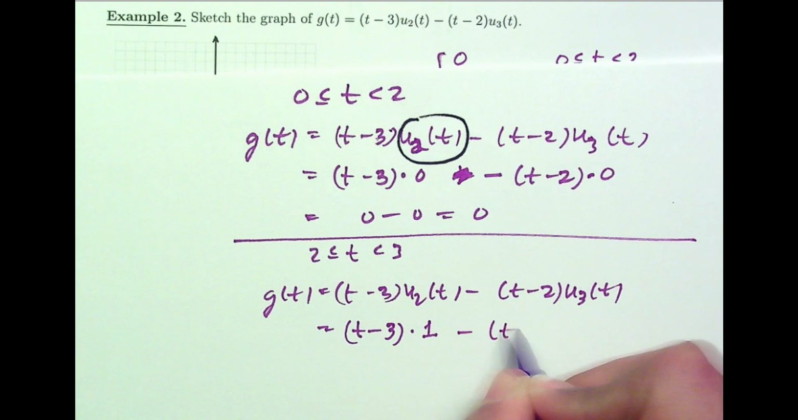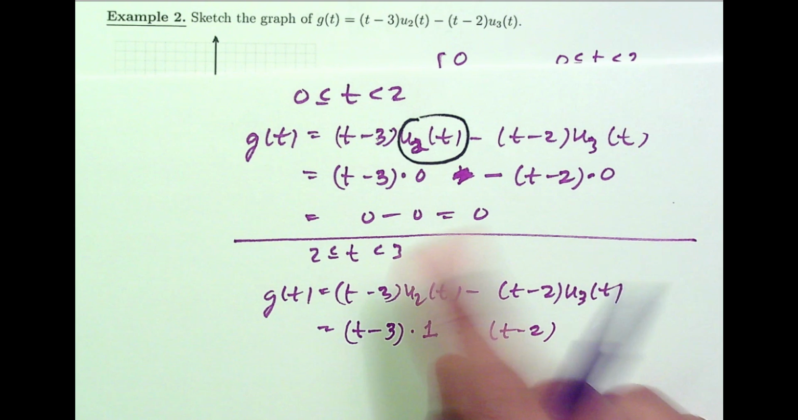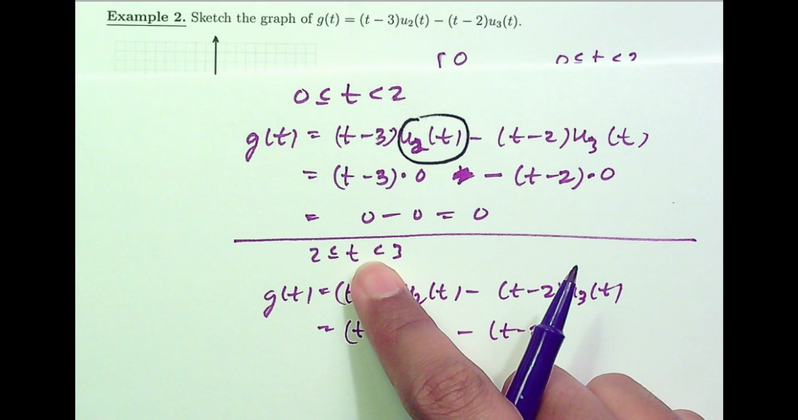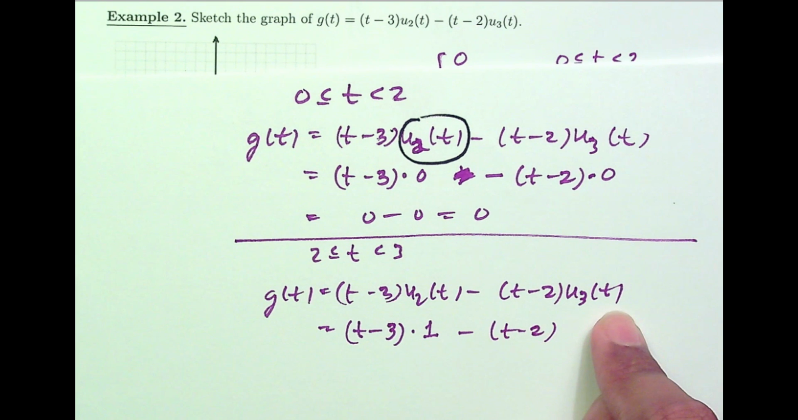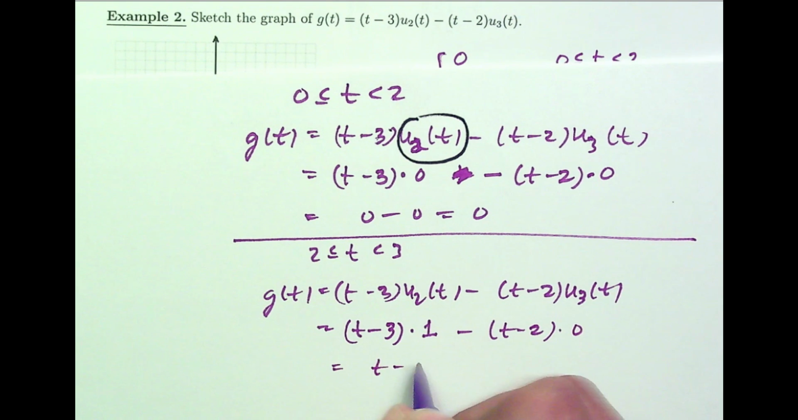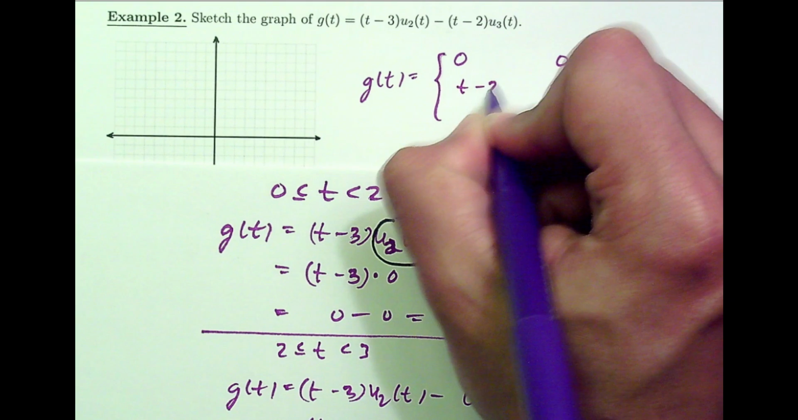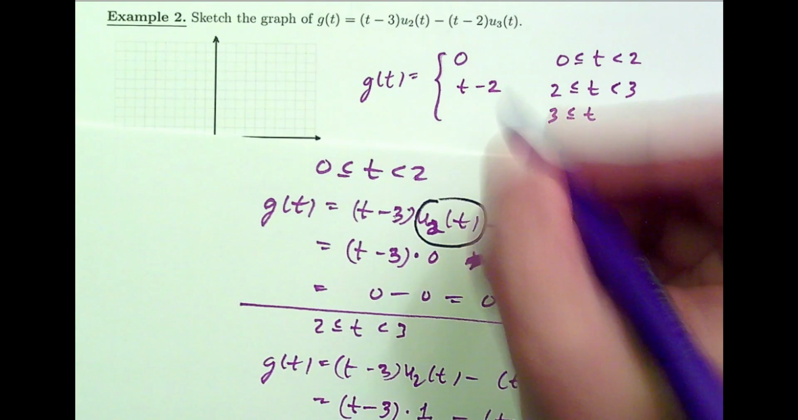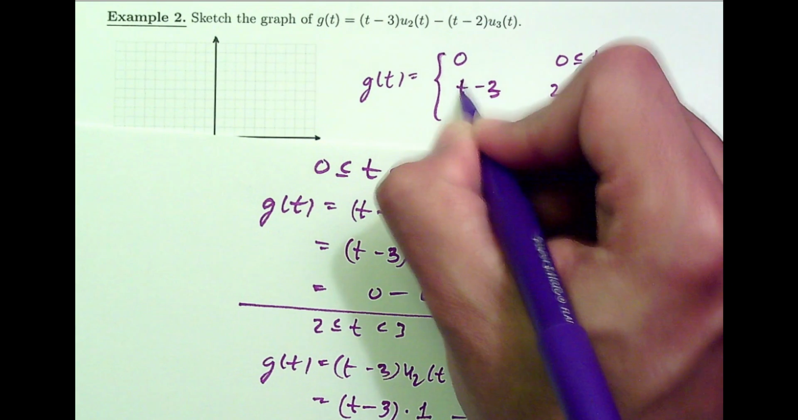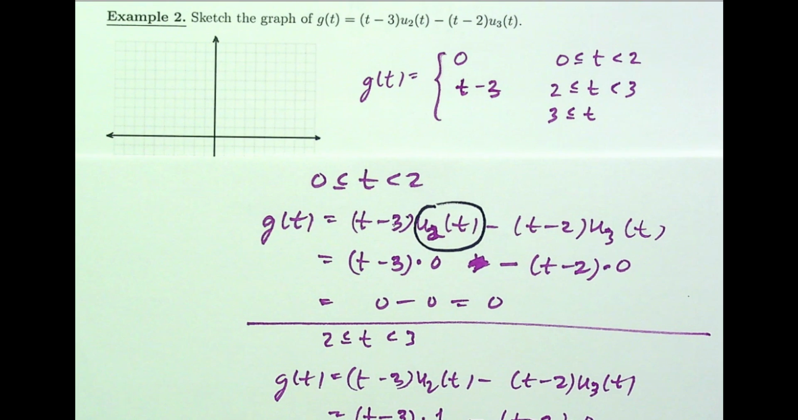And then this right here would be 0, because I'm plugging in a number smaller than 3. Smaller than 3, that means I'm plugging in a number that happens before the switch has been turned on. So that is 0. And simplifying, this is just t minus 3 minus 0. So this is just t minus 3. Okay?